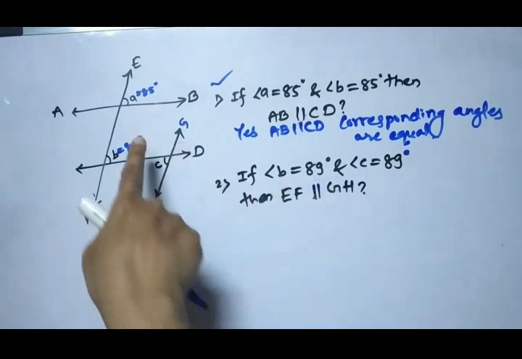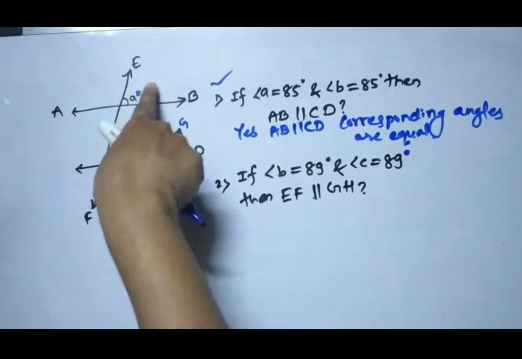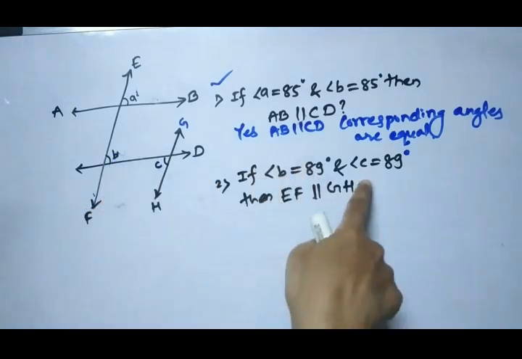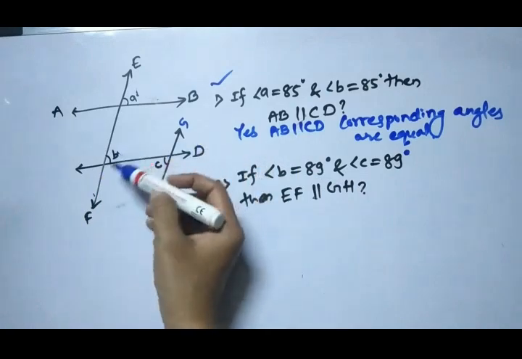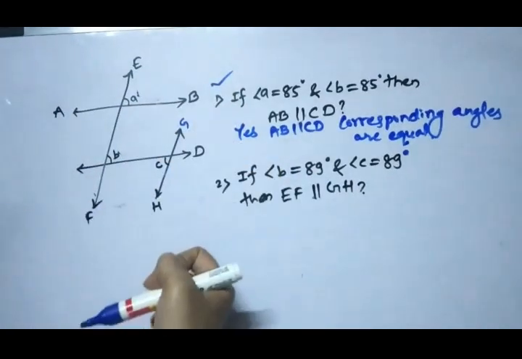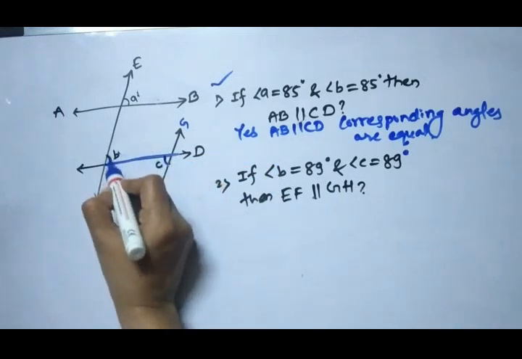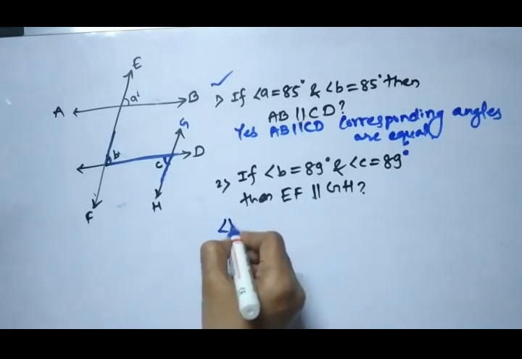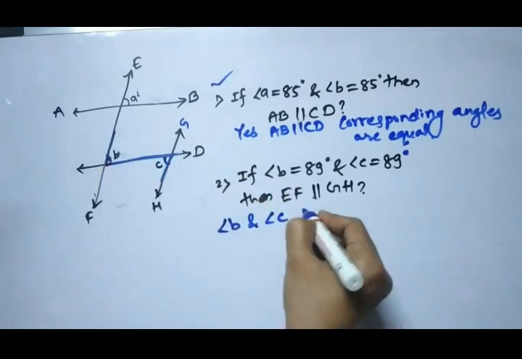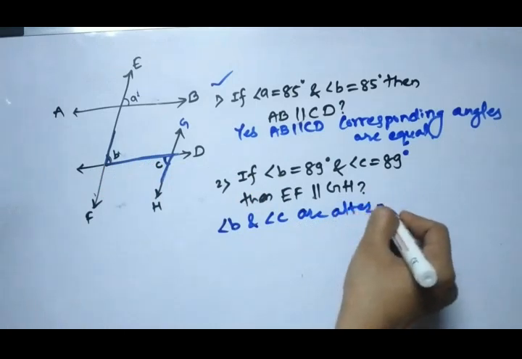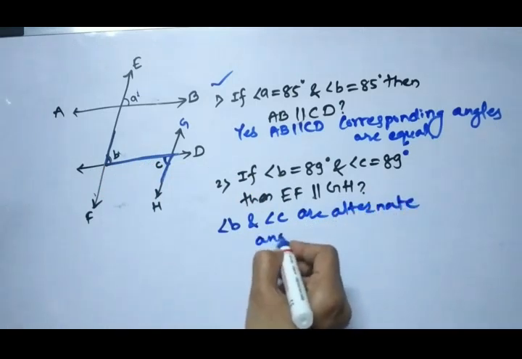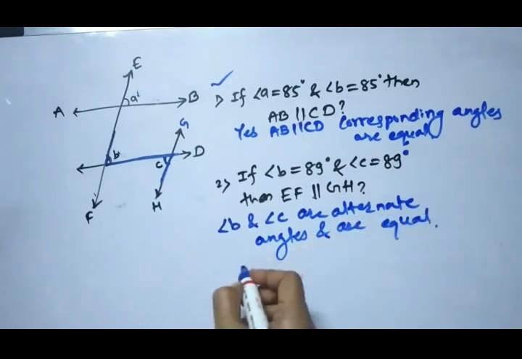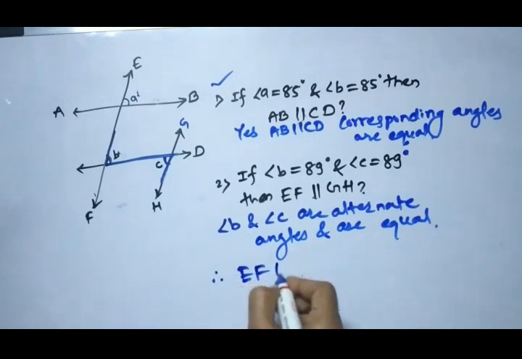Now the next case is, we'll erase these values. If angle B is 89, meaning this angle, and angle C is 89, meaning this angle, then we need to see whether EF is parallel to GH. So friends, observe here, these angles are nothing but alternate angles. So angle B and angle C here are alternate angles and their measures are equal. So friends, you can say that EF is parallel to GH.